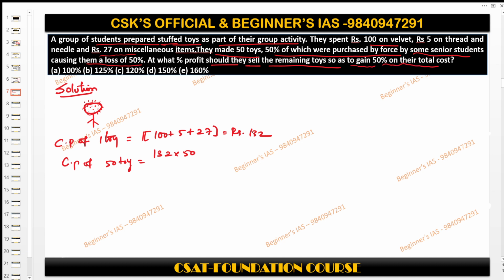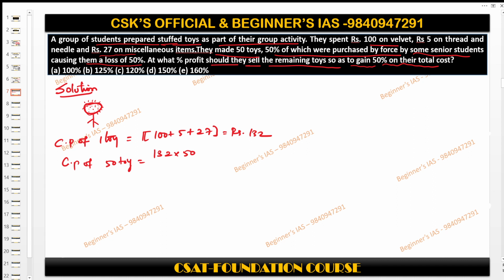Which means out of these 50 toys, 50% means what? 25 toys are forced to sell at the 50% loss. The other 25 toys you are selling with respect to the profit. Understood or not? Yes, sir.